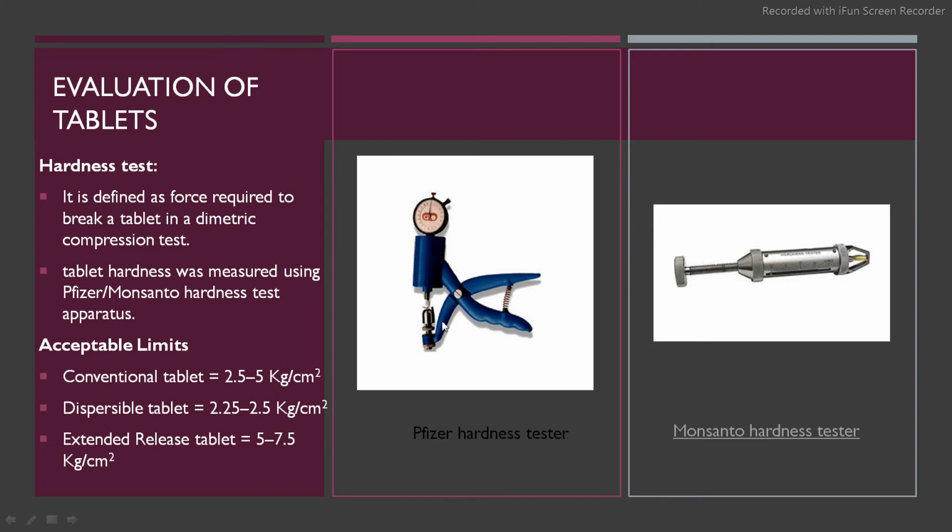By using a Pfizer hardness tester, you can also check the hardness. In this case, you have to keep the tablet in this way and press this handle. Once you press the handle, the needle will get deflected. So from this meter you can directly come to know the hardness of the tablet from the Pfizer hardness tester. So in this way, by using this Pfizer or Monsanto, we can check the hardness.